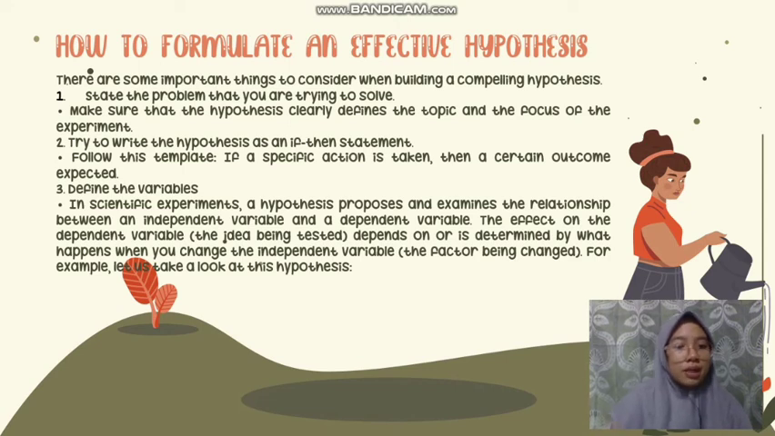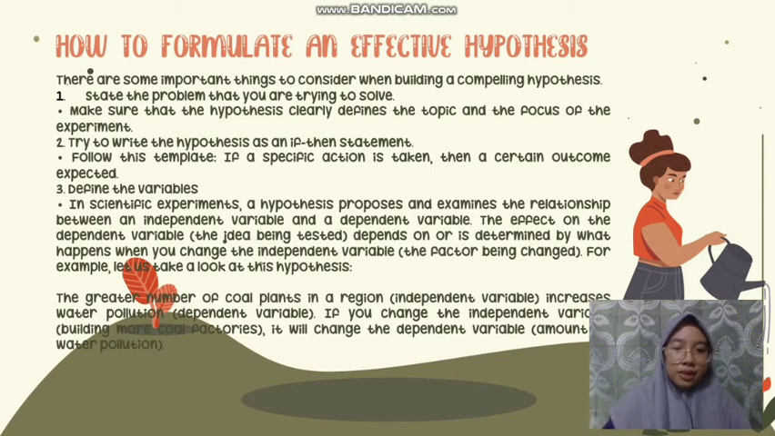For example, let us take a look at this hypothesis. The greater number of coal plants in a region, which is the independent variable, increases water pollution, which is the dependent variable. If you change the independent variable, building more coal factories, it will change the dependent variable, which is the amount of water pollution.